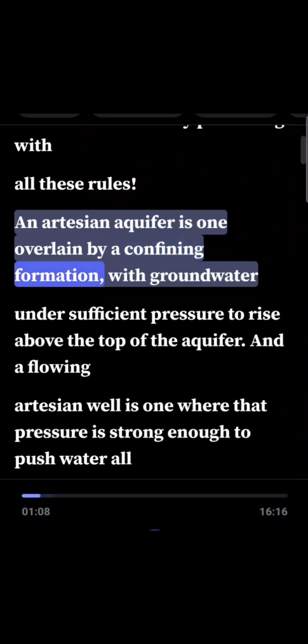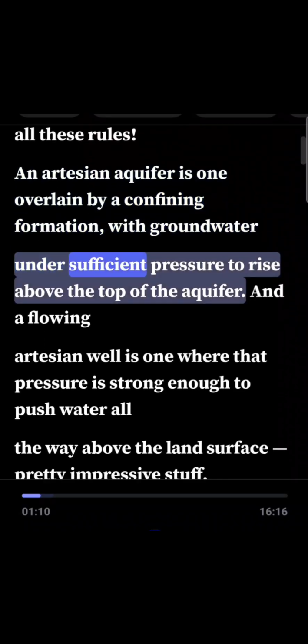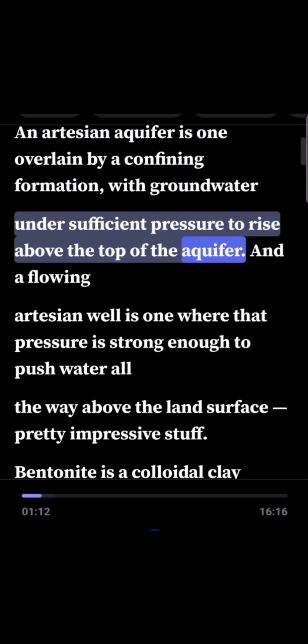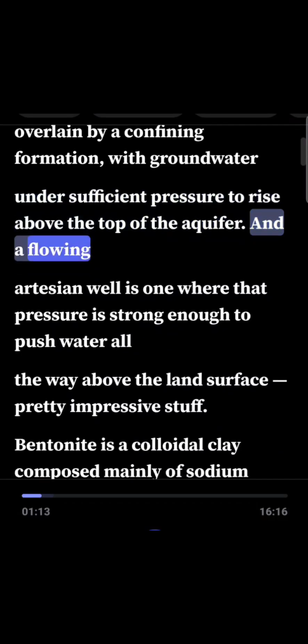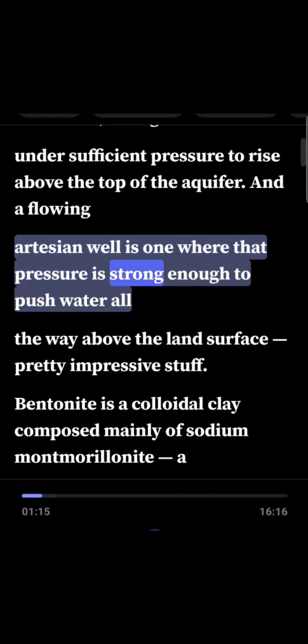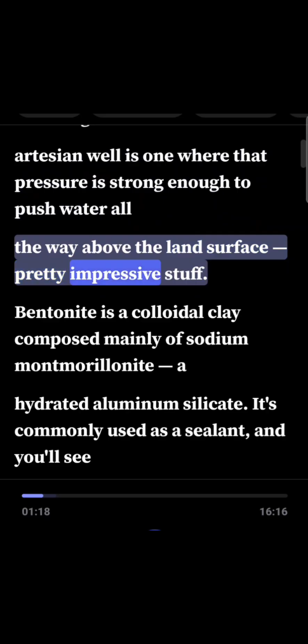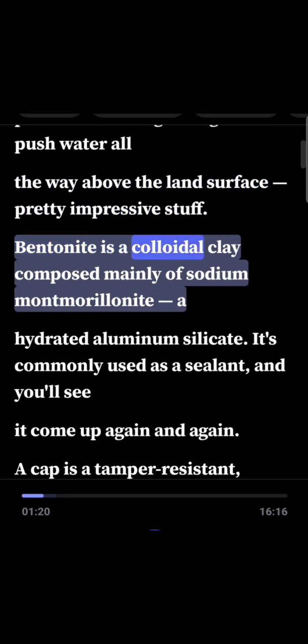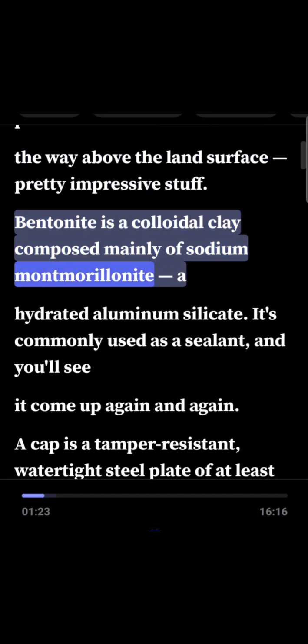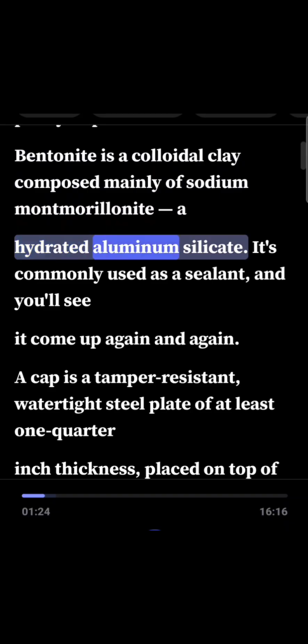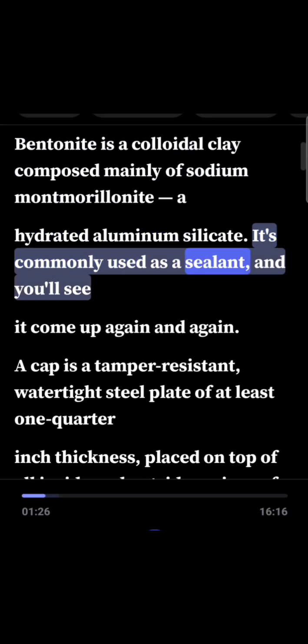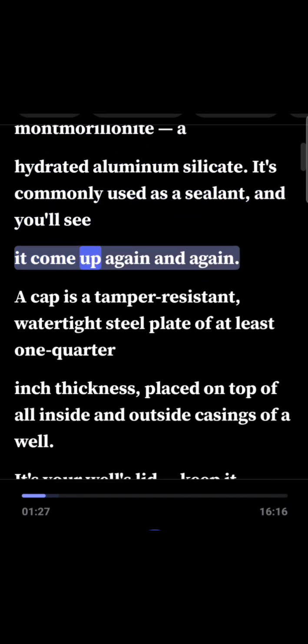An artesian aquifer is one overlain by a confining formation with groundwater under sufficient pressure to rise above the top of the aquifer. And a flowing artesian well is one where that pressure is strong enough to push water all the way above the land surface. Pretty impressive stuff. Bentonite is a colloidal clay composed mainly of sodium montmorillonite, a hydrated aluminum silicate. It's commonly used as a sealant, and you'll see it come up again and again.